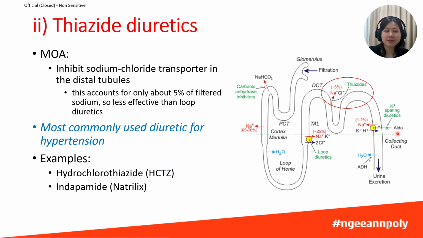Examples of thiazide diuretics are hydrochlorothiazide, and you can see HCTZ. That is not a brand name, but it is a common abbreviation for hydrochlorothiazide. And indapamide, brand name Natrilix.